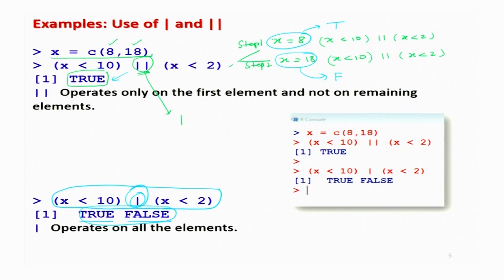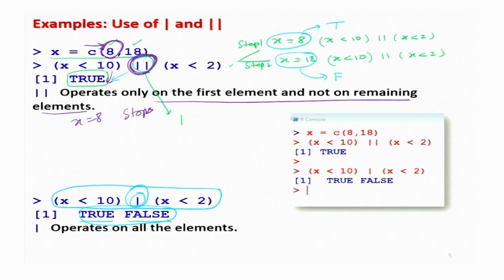This is what you have to understand here, and the same operations and the same type of logic will happen at other values also. What is happening here is that R starts functioning, and when it finds two vertical lines, it takes the first value, that is x equal to 8, and as soon as it gets the answer true, it stops. So, this double symbol operates only on the first element of this data vector, and it does not move to the remaining elements.